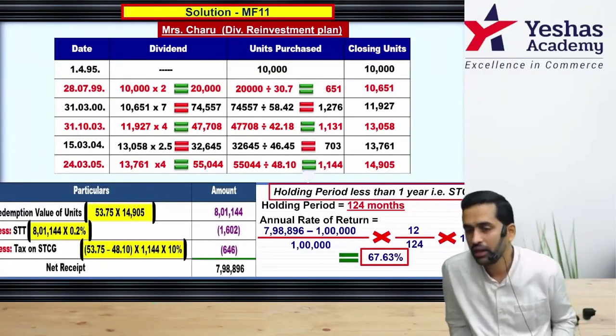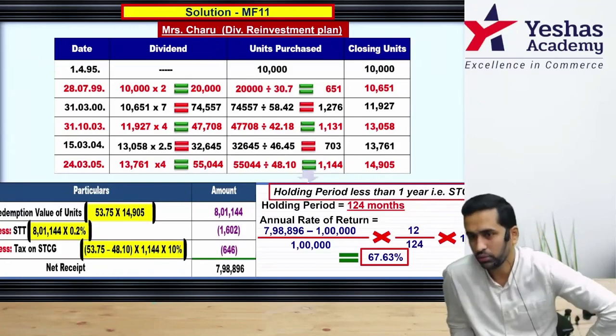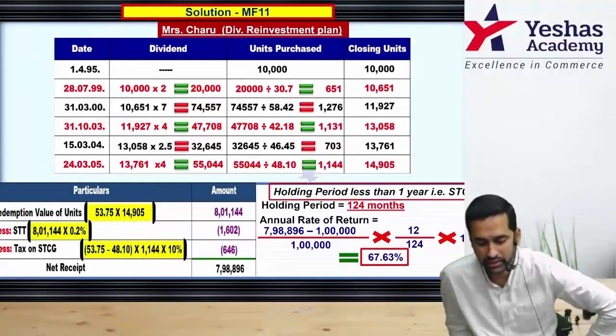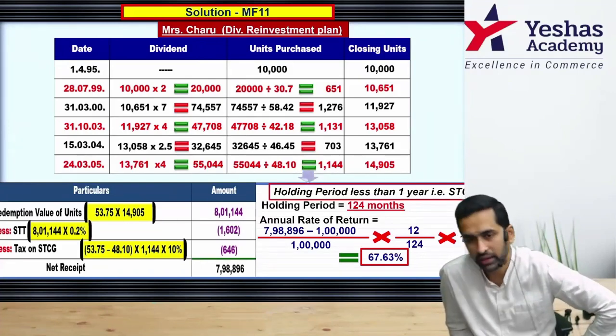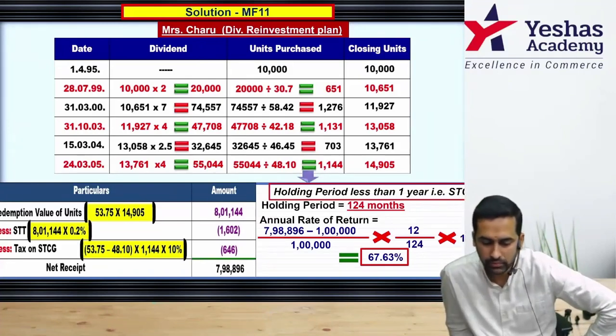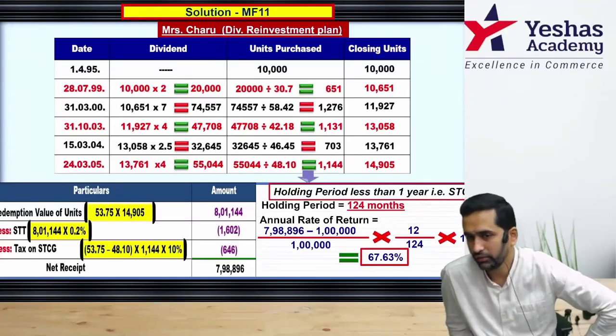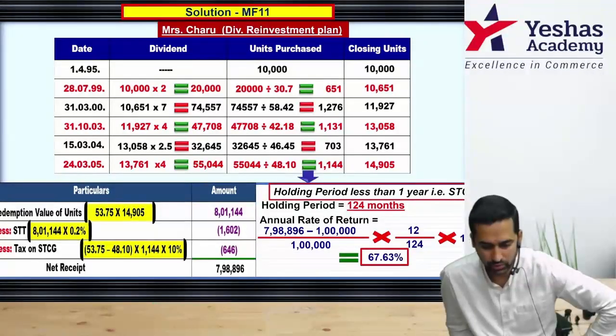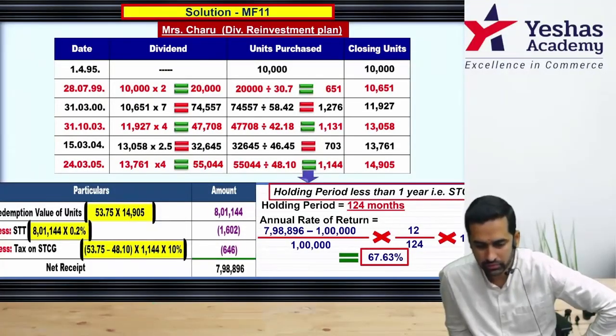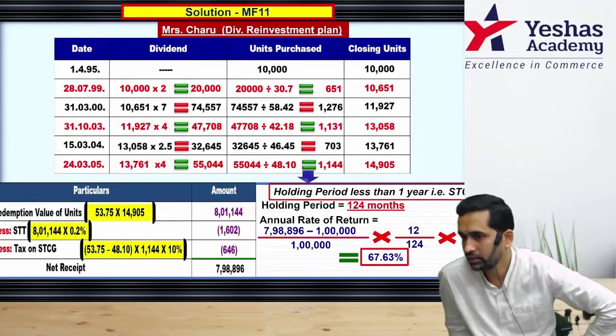Start. Annual rate of return is equal to 798,896 minus 1 lakh divided by 1 lakh into 100 will give you total returns, but since you want annual, it will be into 12 by 124, then into 100, 67.63%.